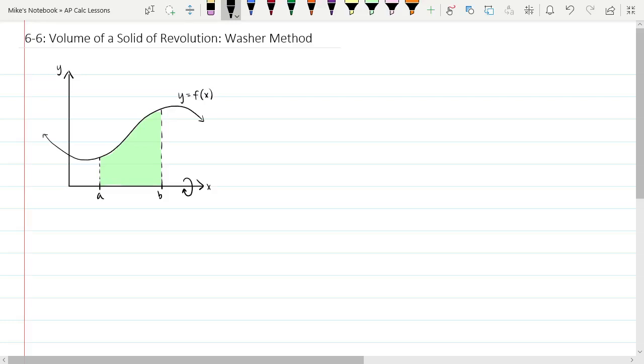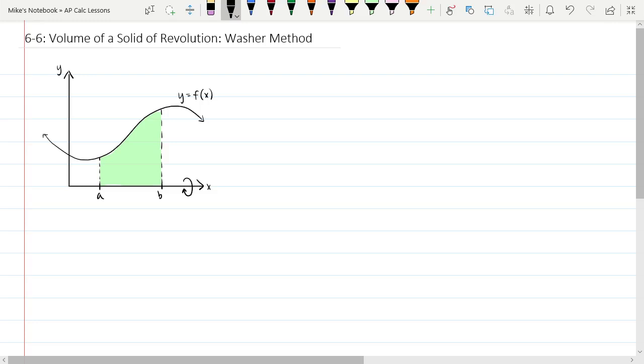All right, folks, welcome to the last new lesson for this course. So 6-6, today we're talking about volume of a solid of revolution. This time it's the washer method. So in 6-5, you learned about the disk method, and today we're looking at something extremely similar with just some minor differences, but they're important differences, and it's called the washer method.